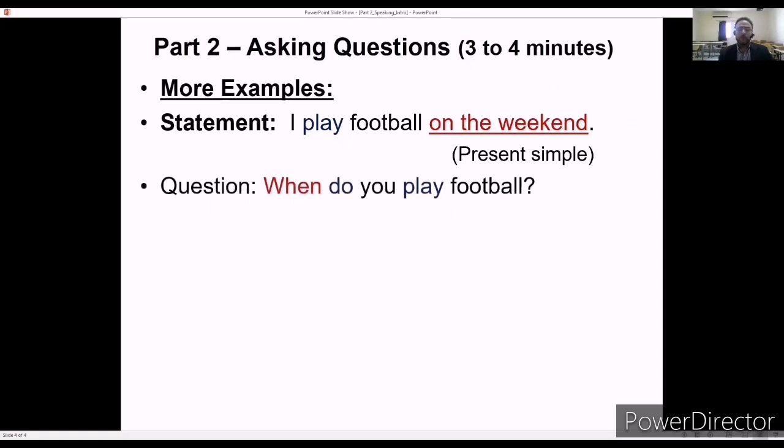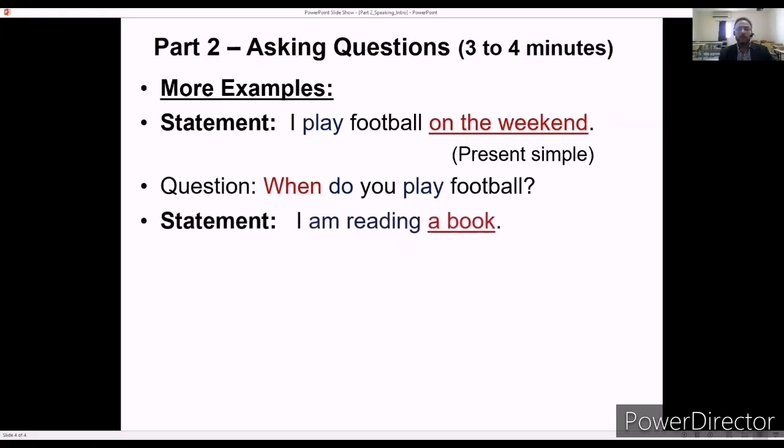So the question should be, when do you play football? We use when to ask about the time, on the weekend. And we form the question in the present simple, do plus subject plus base form of the verb, because the statement provided is in the present simple.